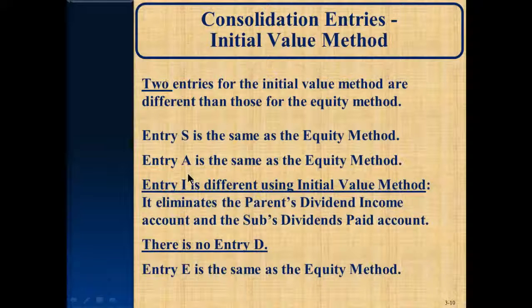Okay, so there are our S, A, I, D, and E, those standard entries that you have to make when you do your consolidated financials. Again, entry S, which is your stock elimination against the investment, is the same under both methods. Entry A is the same because of your allocations of those fair market values. And we can jump down, and entry E, your excess expense amortization, is going to be the same. So the only two different things are going to be I and D, which is basically how you are handling the dividend income. And because you handled it differently under the initial value method, you really don't have to do an entry D where you're taking dividends against the investment account.